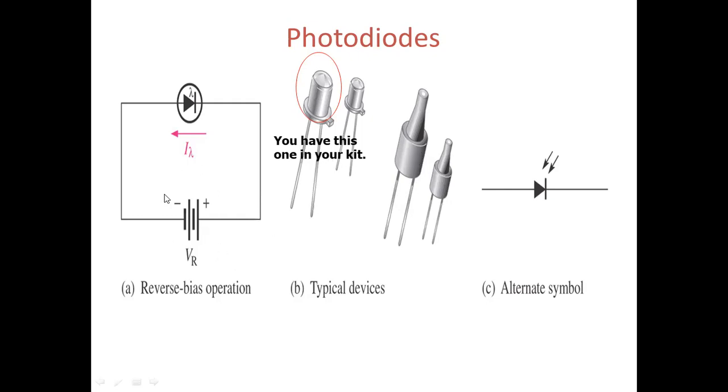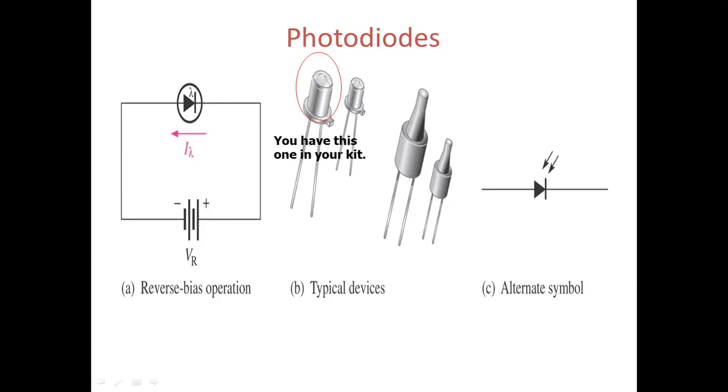Now this is the reverse bias operation. Positive is connected to the cathode, which is the N type, and negative is connected to the P region, which is called the anode. So this is the photodiode. We are going to see that here.